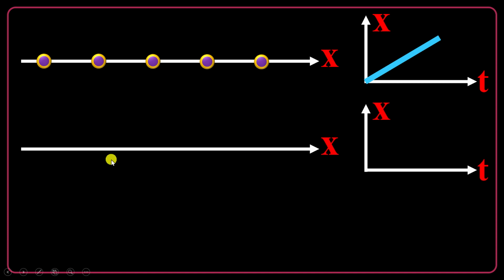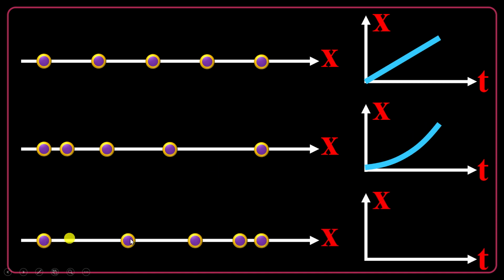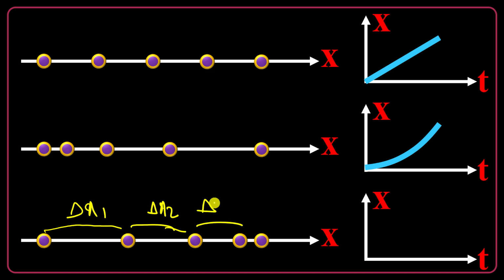The second case may indicate the speeding up. So you know that in this case, I will have a graph which is not linear, maybe a curve like that. But what if the graph is given like this? It's just slowing down. You see, delta x2 is smaller than delta x1, and delta x3 is even smaller than delta x2. So it's going to be smaller and smaller as I continue.